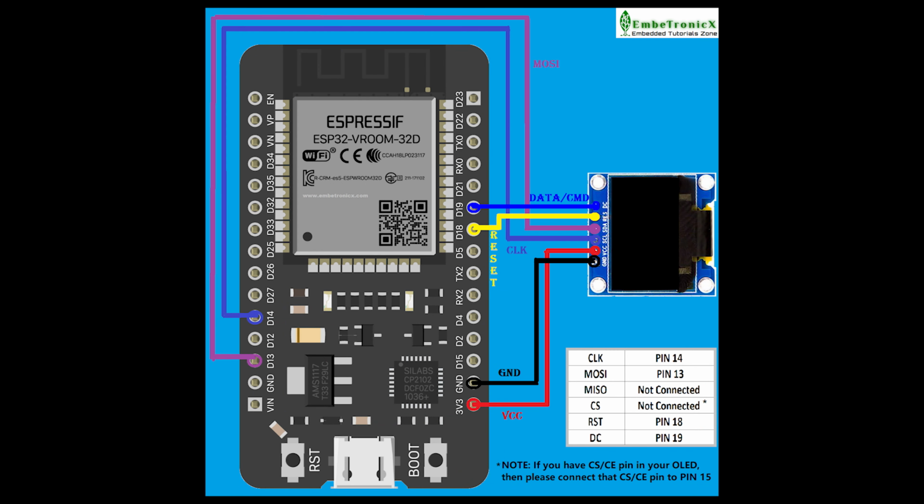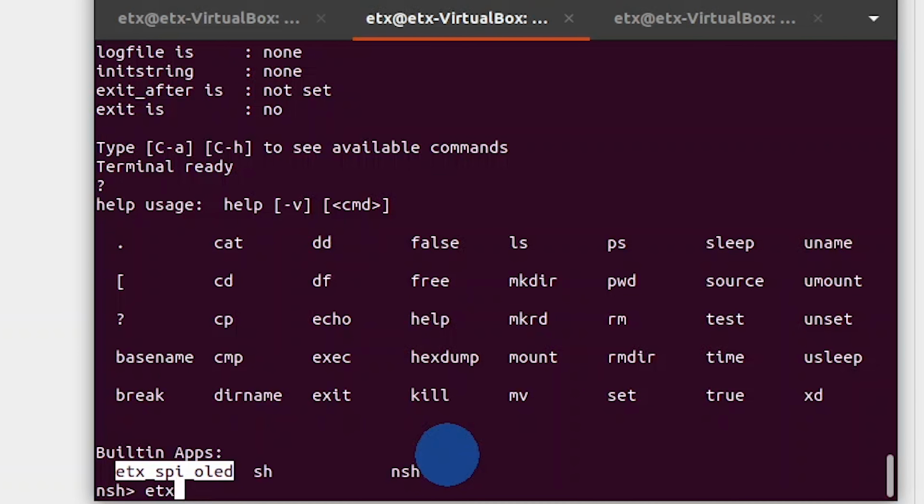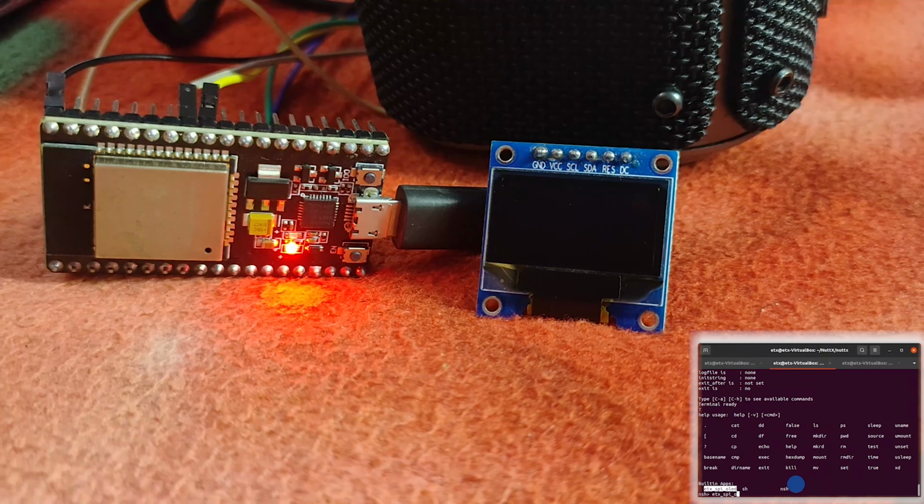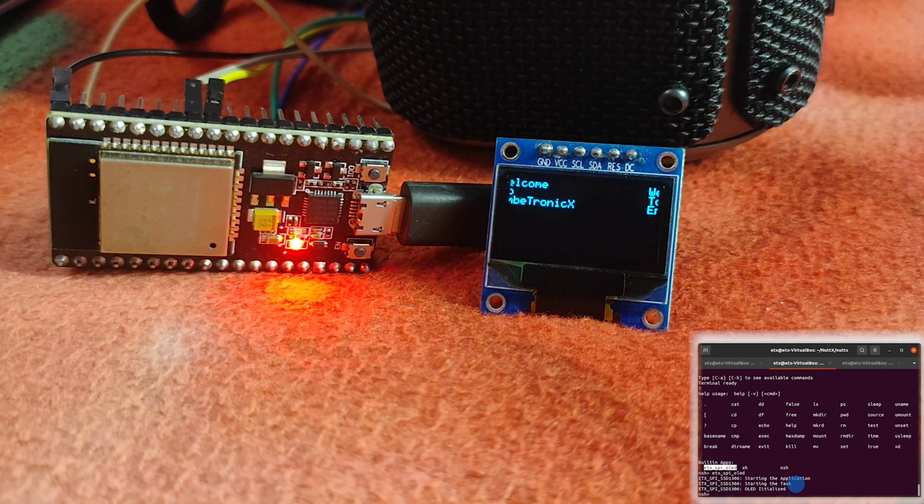Connect the ESP32 and OLED properly. Some of the OLEDs might not have chip select or chip enable pins as they have connected that pin to the ground already in the board. Now run the app. Welcome to Embetronics.